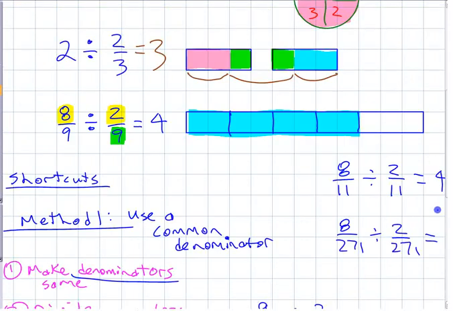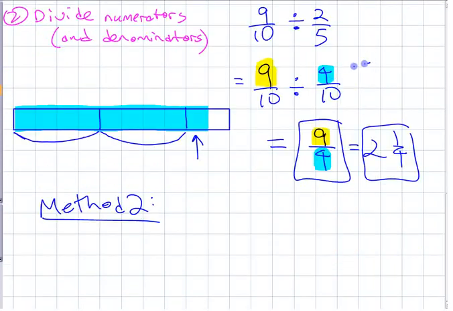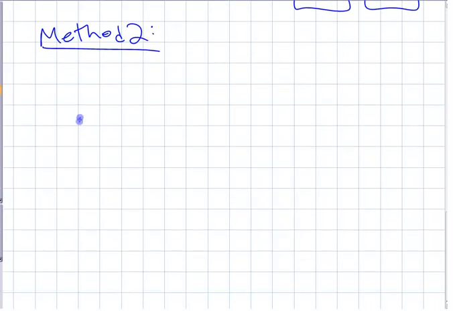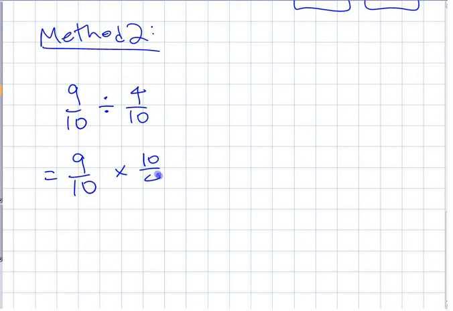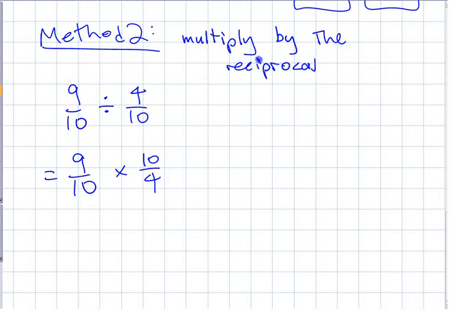The shortcut here is to realize that this is going to be on the bottom. Need some more space here first. If we had 9/10 divided by 4/10, this is going to be the same as saying 9/10 multiplied by 10/4. The second method is this. It's multiply by the reciprocal. Okay? This is not obvious to do, but it makes sense once you think about it.